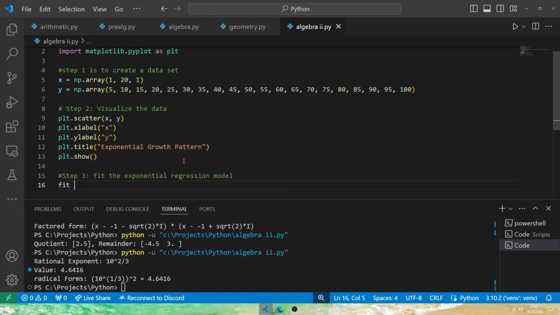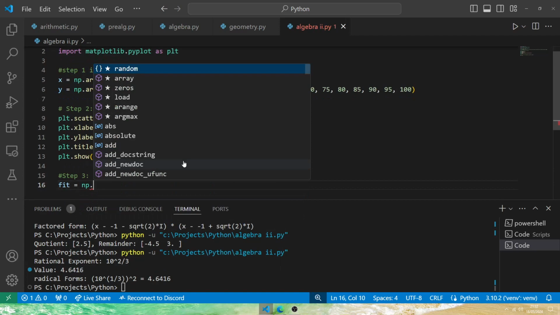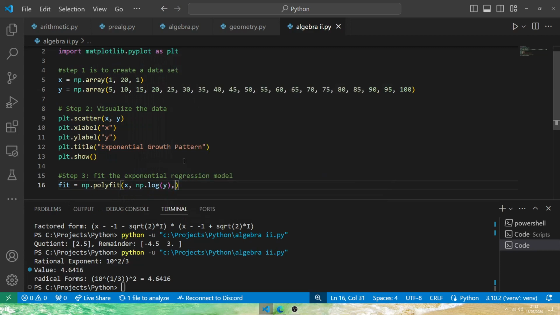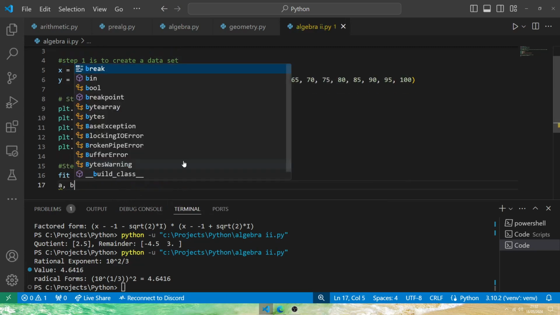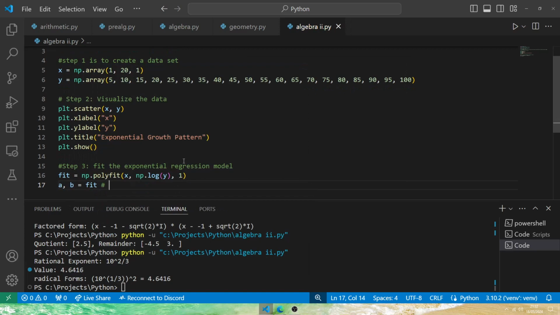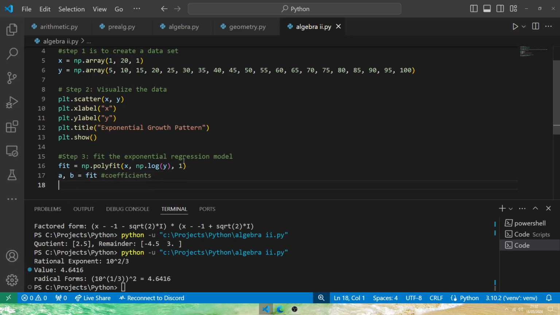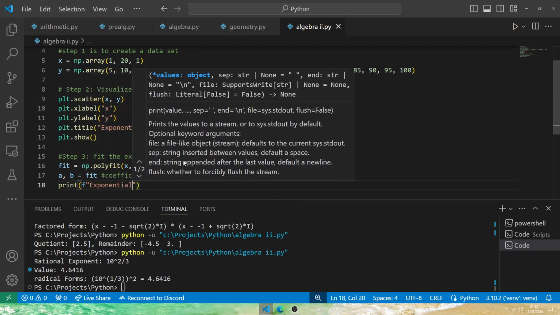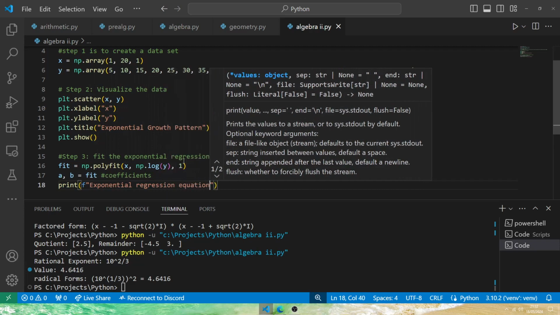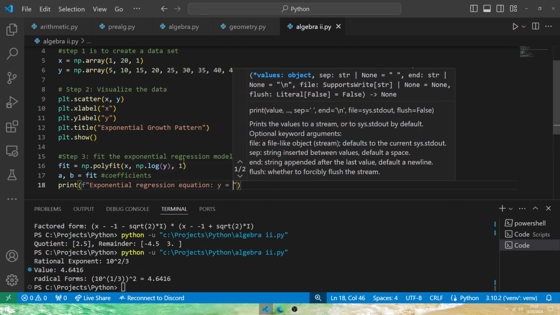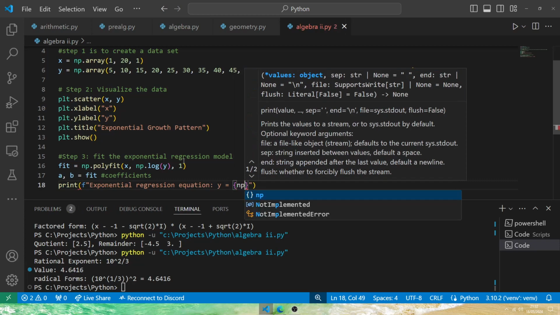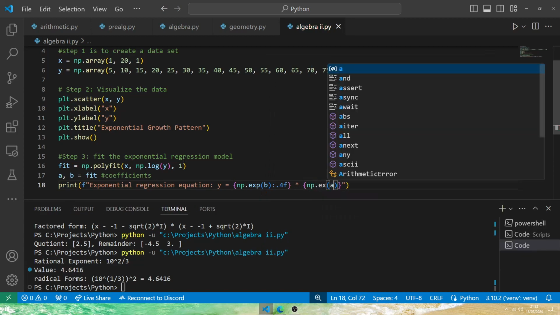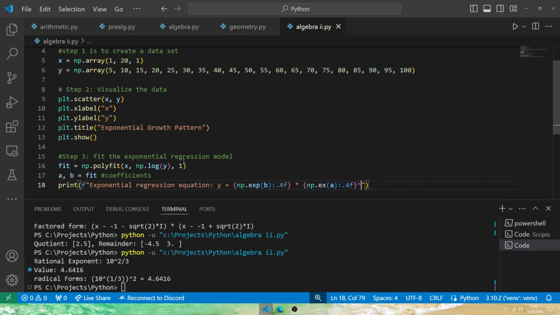regression model. So we'll do the fit with numpy polyfit, x, np.log of y, and 1. These are going to be our coefficients. And we can print out the exponential regression equation: y equals np.exp(b) times np.exp(a) to the power of x.